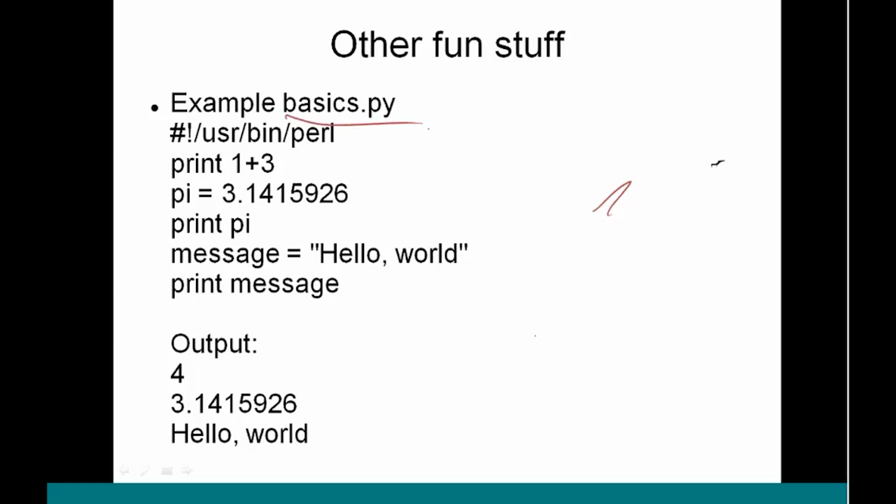So here we have another example, the basics of Python. We specify the header, actually this should be #!/usr/bin/python. Then we say print 1 plus 3, and we say something like pi is 3.1415926, and we just say print pi. We can also make a message, and the message is a string, hello world, and then we can put print message.